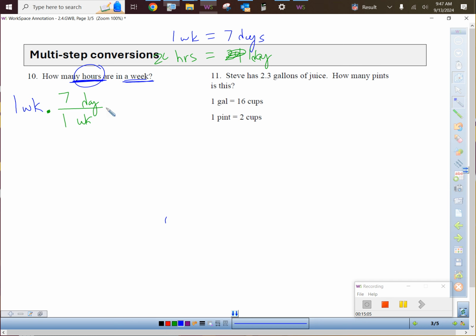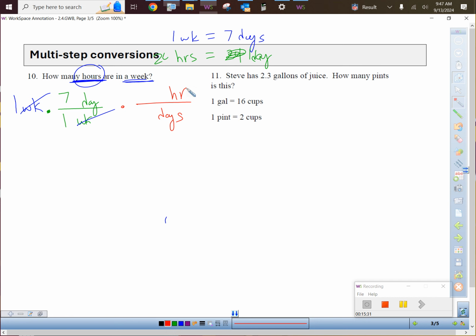Well, here's what we do. Boom, boom. Didn't those cancel already? We put those for a reason. Now I'm left with days, so I got to take it times another fraction. And guess who goes downstairs? Days. I want days to cancel out as well, because I'm trying to convert it to hours.